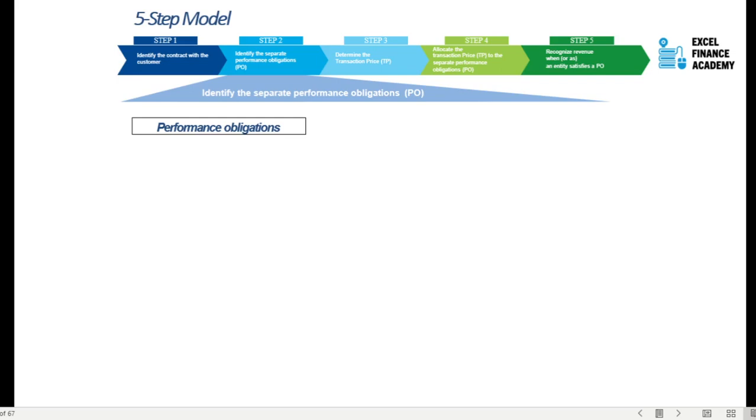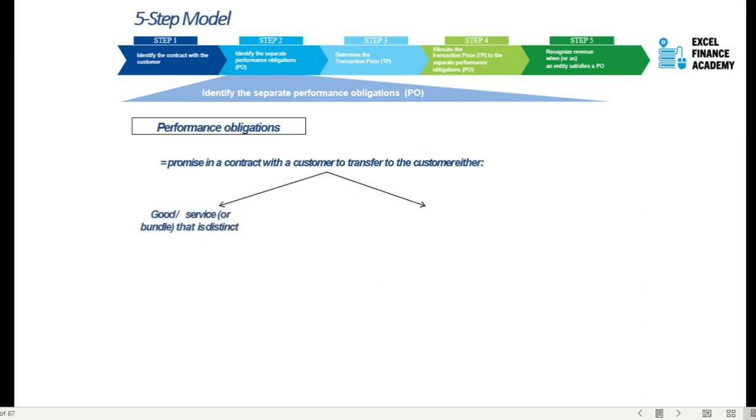So what are the performance obligations? Let's look at the definition. A performance obligation is a promise in a contract with the customer to transfer to the customer either a good or service that is distinct. It can be one good or service or a bundle of them that is distinct. What is the meaning of distinct, and how do we identify that distinct from a bundle? We will be discussing that in the future slides.